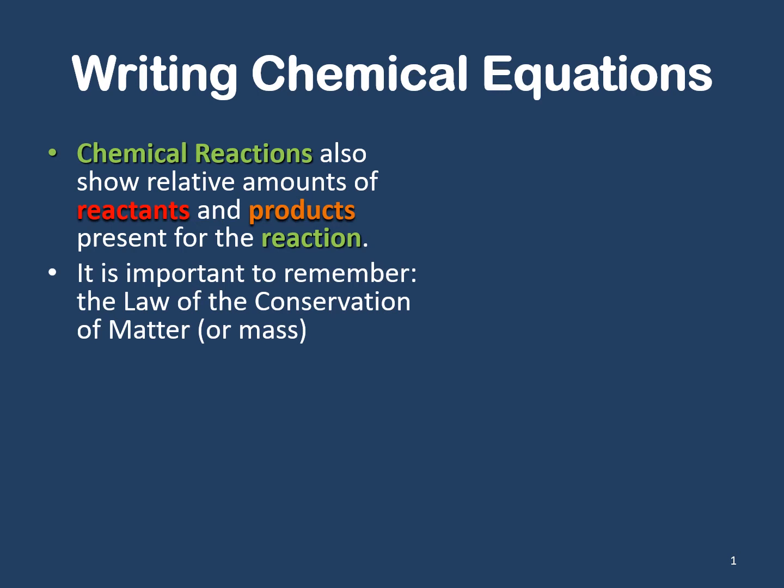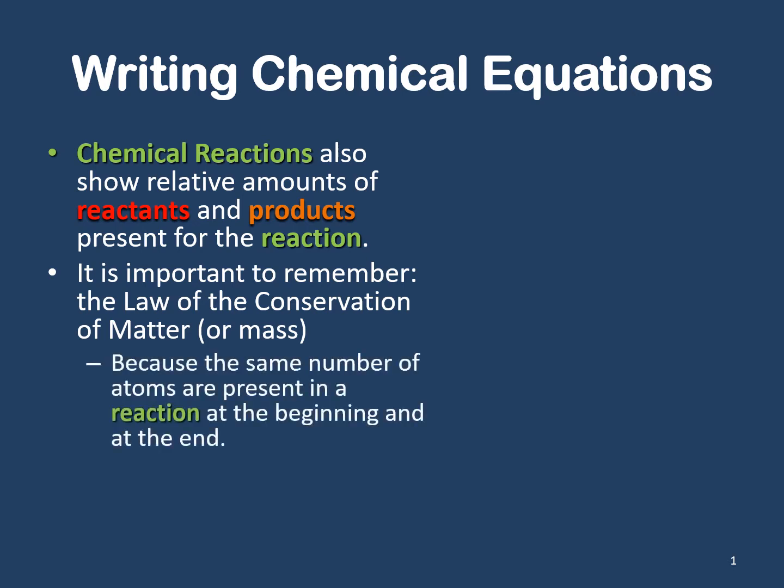This is all based off of the law of the conservation of matter, which basically states that mass can neither be created nor destroyed, but it always has to be conserved. What this means is that when we have a chemical equation, we have to have the same number of each type of elements, atoms, on both sides of the reaction arrow.